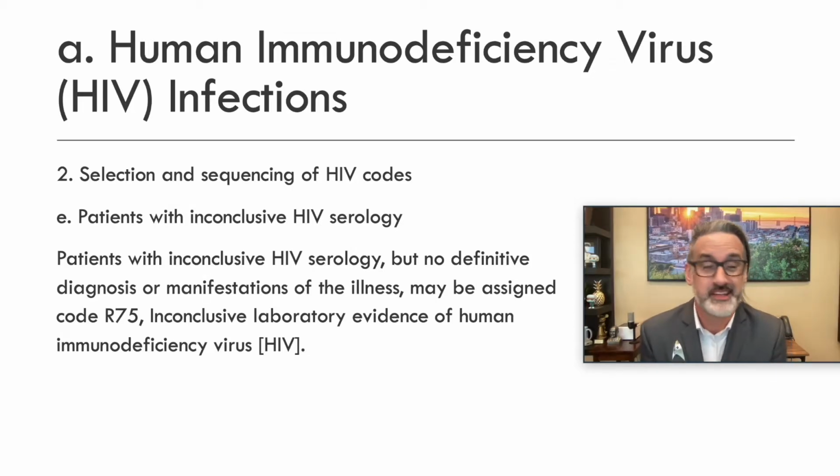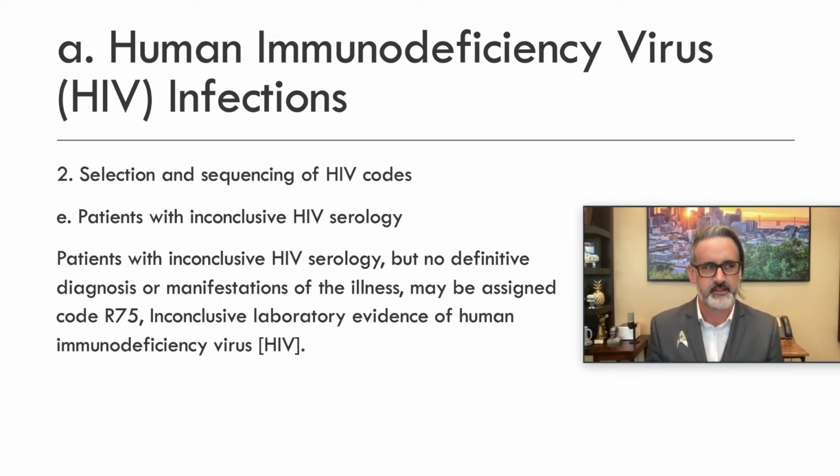And next we have, there are a lot of HIV codes here, and hence a lot of guidelines. The next one is for patients with inconclusive HIV serology. So patients with inconclusive HIV serology, but no definitive diagnosis or manifestations of the illness, may be assigned code R75, inconclusive laboratory evidence of HIV virus.